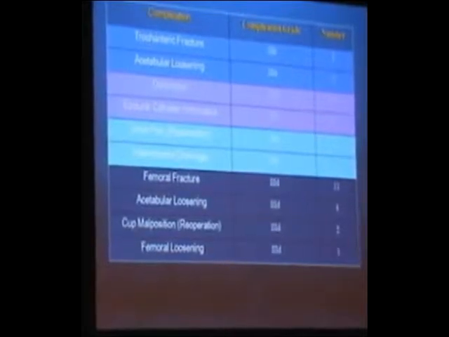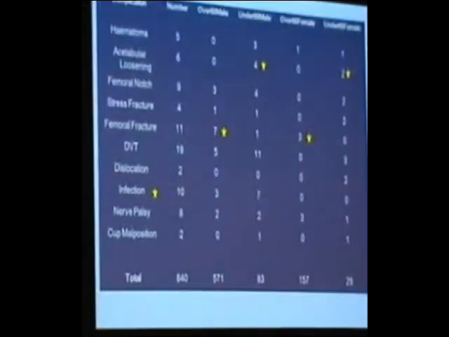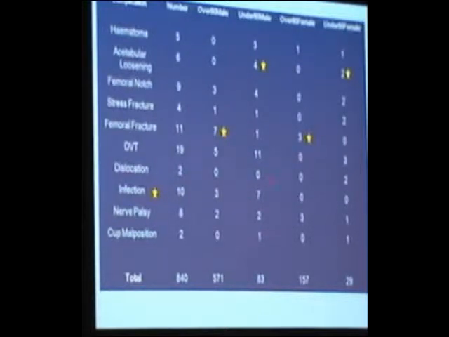Now, a couple of interesting things. The acetabular loosenings occurred in young patients. Femoral fractures, as you would expect, occurred in all older patients. Now, it's interesting because the weak-boned patients, the patients with a poor DEXA, had already been excluded. So there is something else going on apart from bone density, which affects the incidence of fractures.